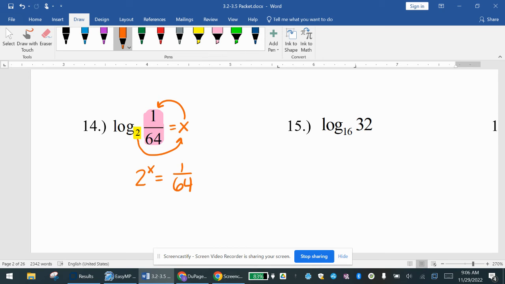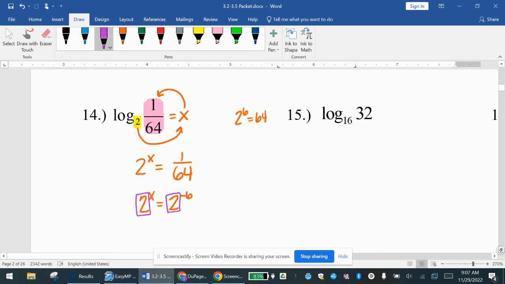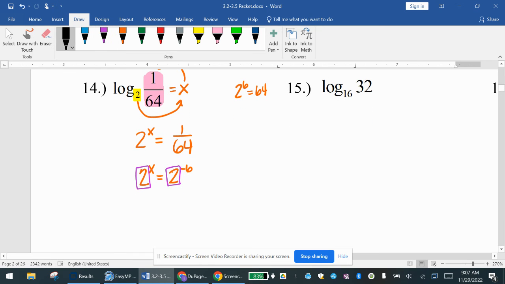2 and 64 are related. 2 to the 6th power is 64. But if you want 1 over 64, that means that you need to make the exponent negative. If the bases are the same, then their exponents have to be equal. So the correct answer here is x equals -6, or just -6.